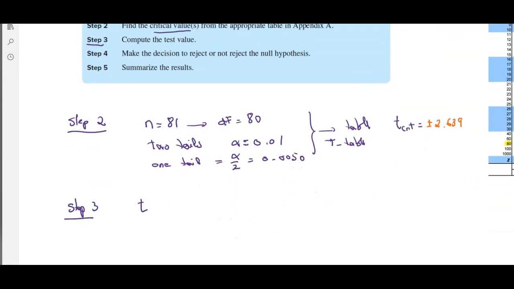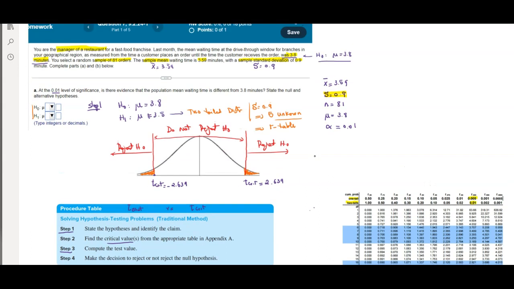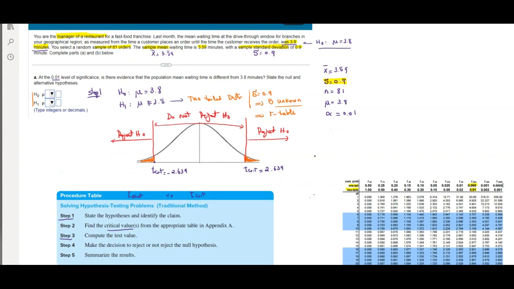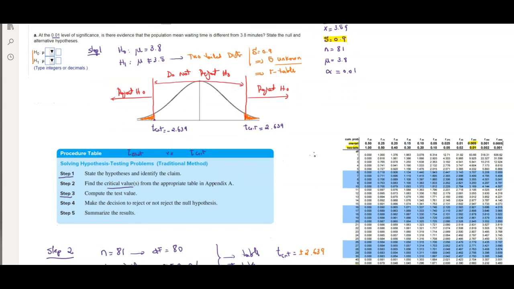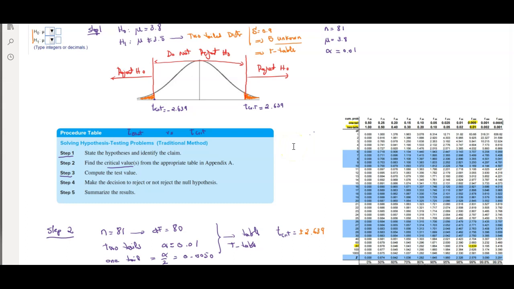So step 3 is the test statistic, and this should be equal to x bar minus the mean, divided by s divided by radical n. So the x bar is 3.59, the mean is 3.8, the s is 0.9, and 81 is the n. So this is going to be 3.59 minus 3.8, divided by 0.9 divided by radical 81. Okay, double check again. Now we can use the calculator.